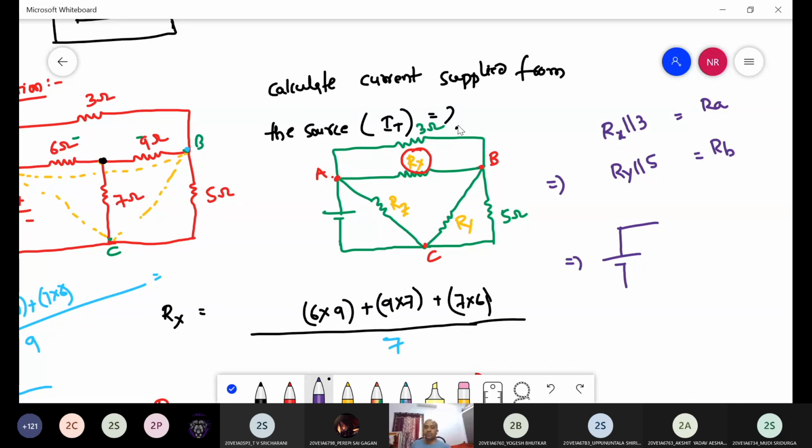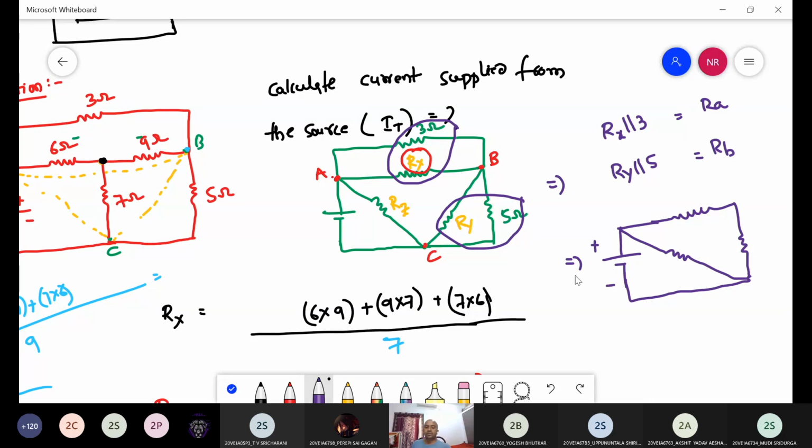So now the resultant of these two elements, that is Ra, right? The resultant of these two elements, that is Rb, right? Then Rz as usual, right? Then here it is some voltage, Vs voltage, and here it is Ra, Rb, then it is Rz.